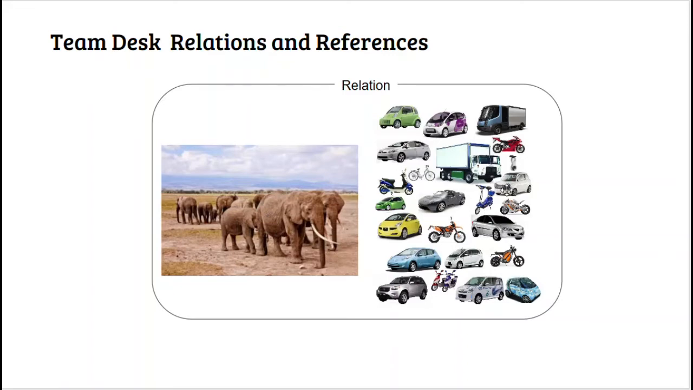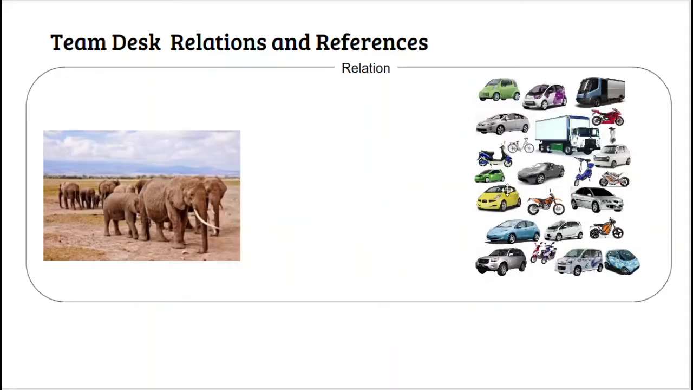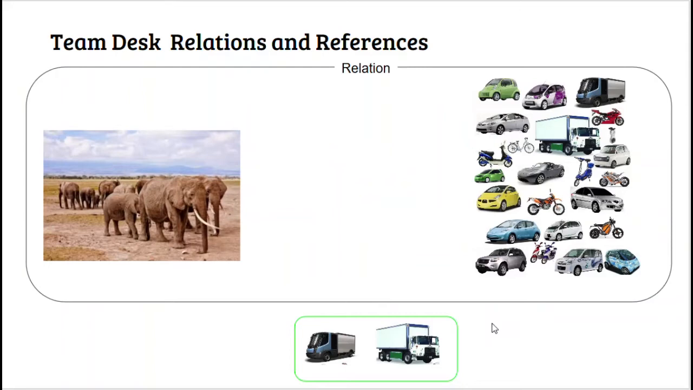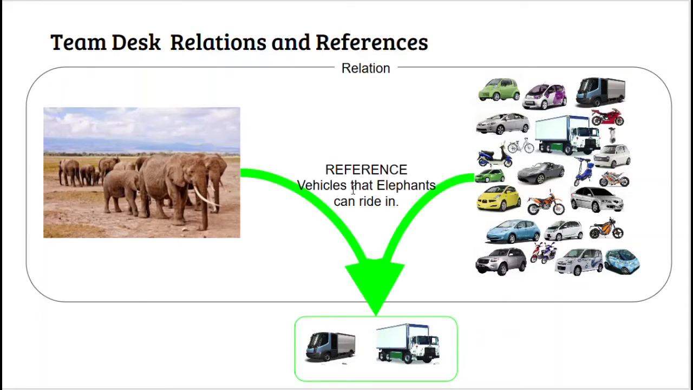So suddenly we look at it this way and we split it out a little bit, give us some room, and we go in here and look, we have these specific vehicles. So what's our reference or our specific other relation that we're getting? Well, that would be vehicles that elephants can ride in. Now we've made a reference, and that's the key to doing this.